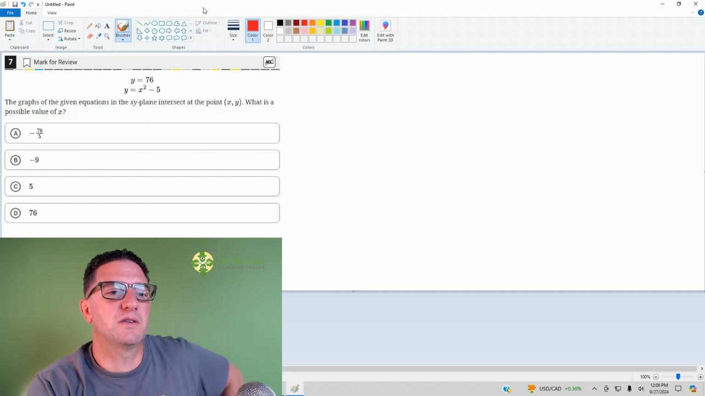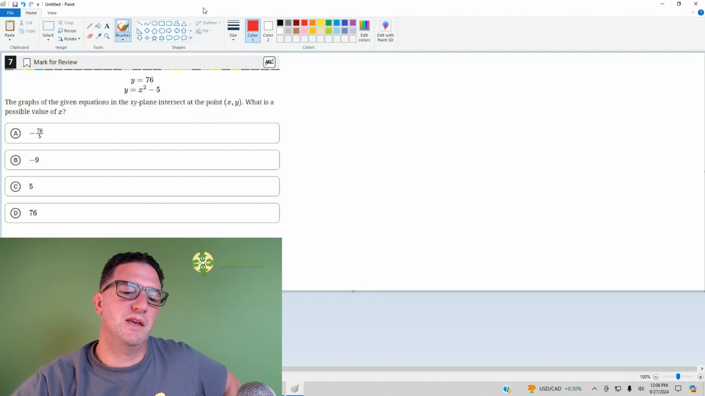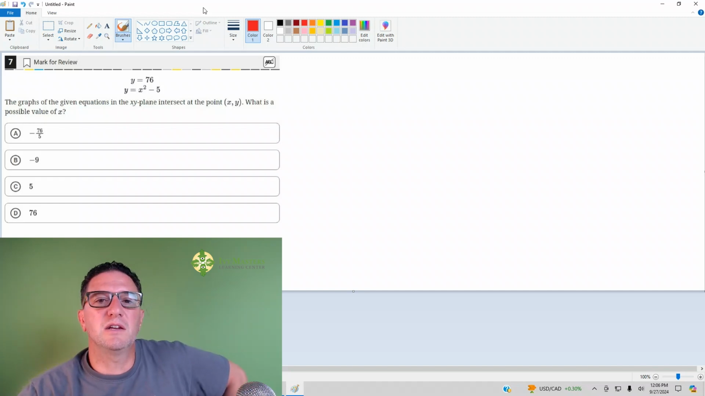Number 7 reads, the graphs of the given equations in the xy-plane intersect at point (x, y). What's a possible value of x? Could you solve by hand? Yeah, you can. But using Desmos is like legal cheating.